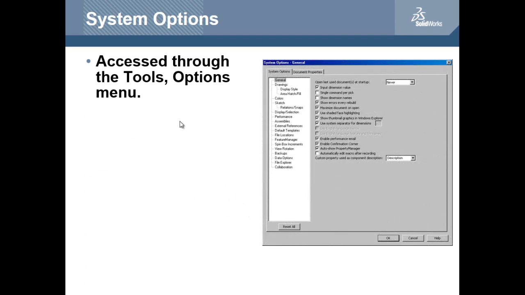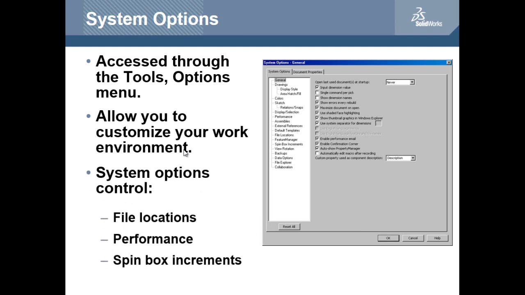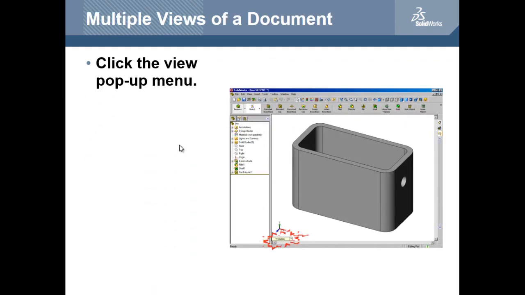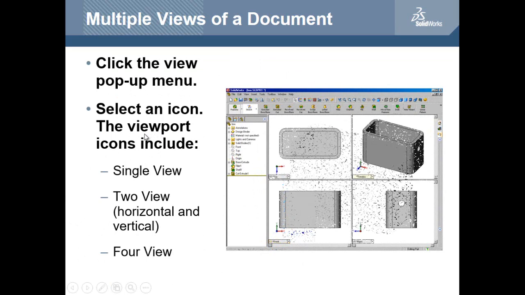Access through the Tools options menu allows you to customize your work environment. System options control file locations, performance, spin box increments. Multiple views of document. Click on the View pop-up menu right there. Select an icon. The viewpoint icon includes single view, 2-view horizontal and vertical, or 4-view.